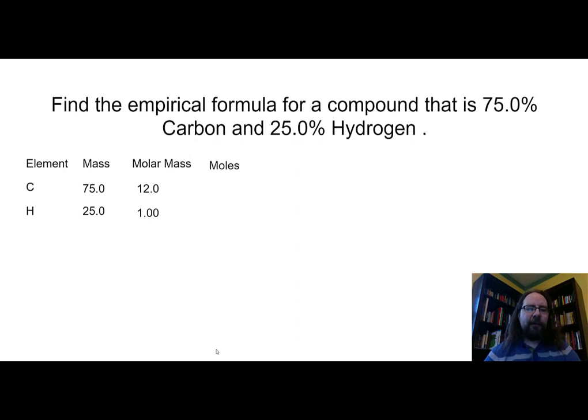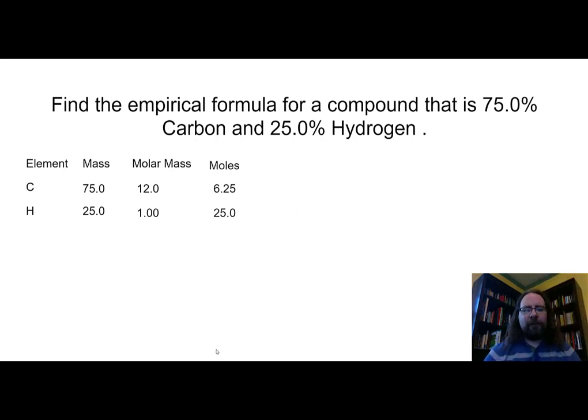Now we need to find how many moles there are. Before, when we were going from molar mass to mass, we multiplied. But here, we need to divide. So 75 divided by 12 is going to give me 6.25, and 25 divided by 1 is 25.